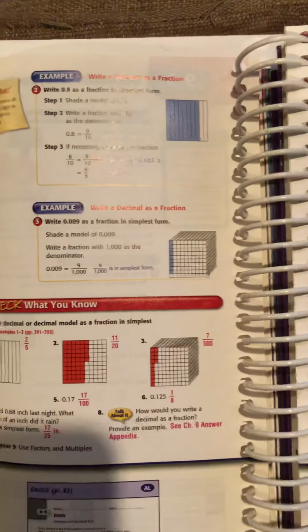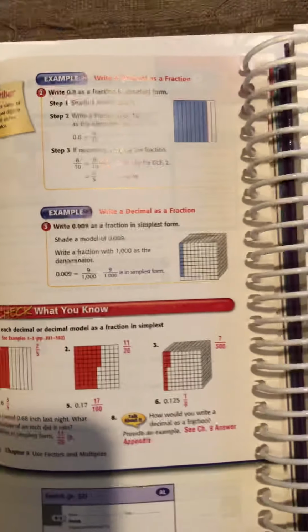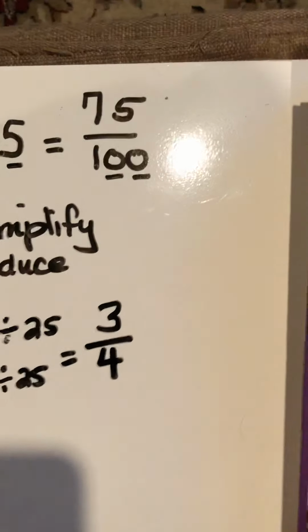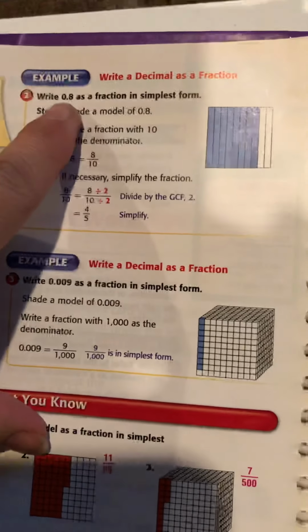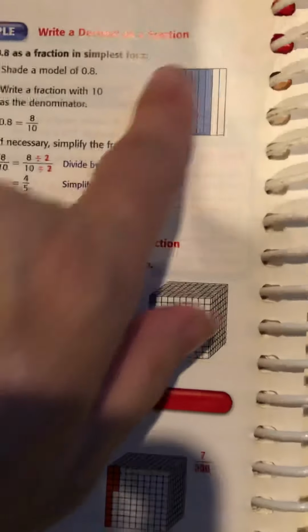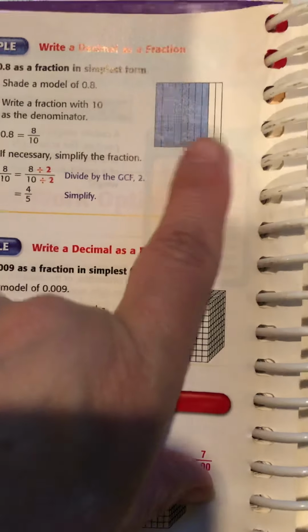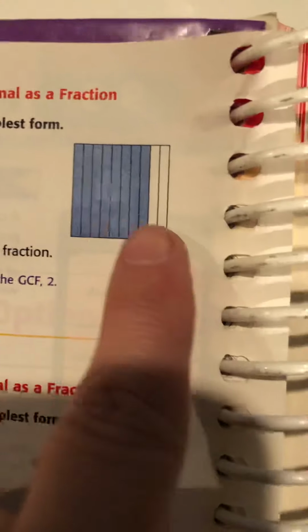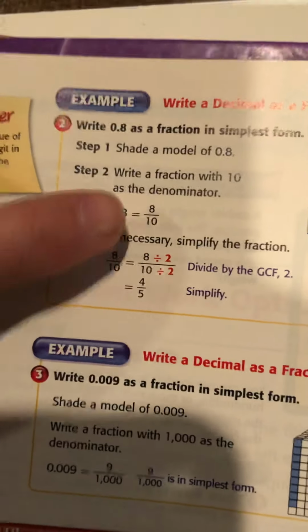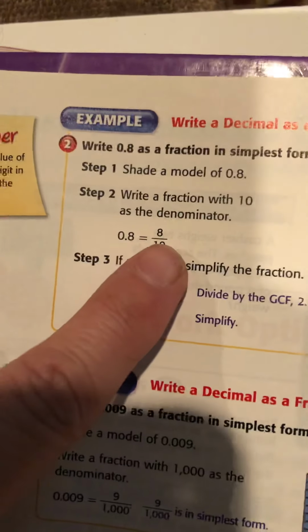The next problem is 0.8. So let me just get this off my thing here and show you what that looks like. So here it's the same idea. It's 0.8, or we call that 8/10. So we're going to make a model of 8/10. This is a square that's divided into 10 parts, sorry. And we've shaded in 8 of them. So that's 8 out of 10. Or we learned way back in September, 0.8 is 8/10.